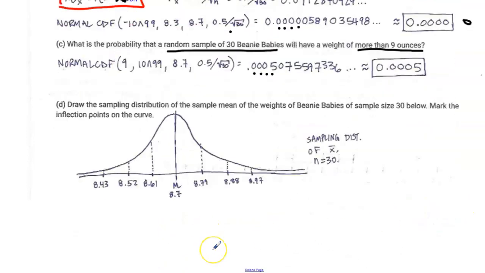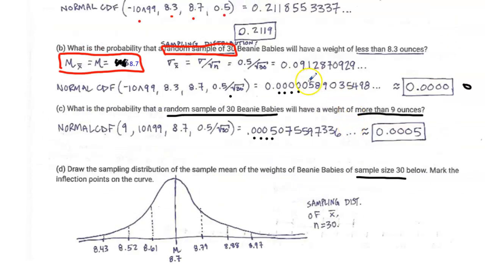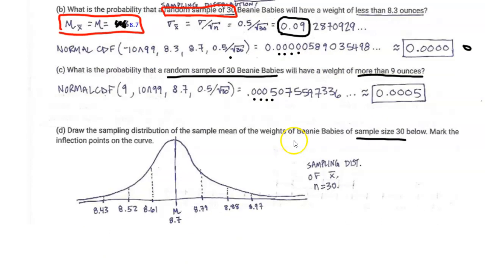For letter D, it asks us to draw the sampling distribution. Just draw a normal curve. You know the middle is supposed to be 8.7, no big deal. We're supposed to use sample size 30, which means our standard deviation is that number that we calculated before. It asks us to round to the nearest hundredths, so 0.09 is the number that I'm rounding to.